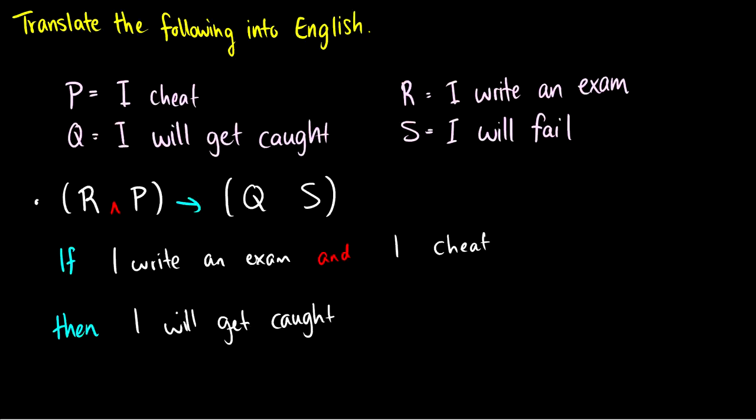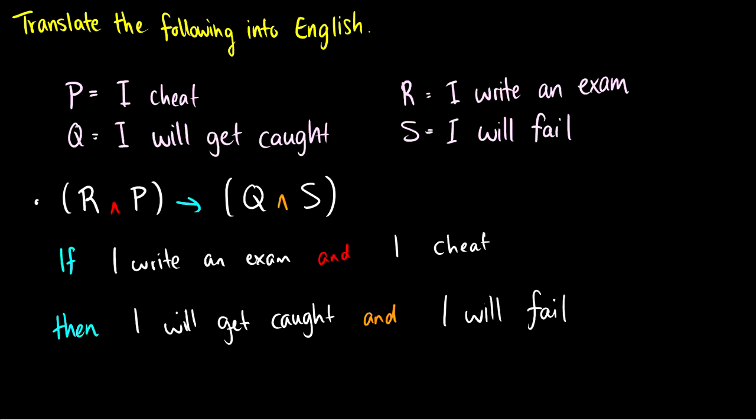Then this, which I'll just rewrite in orange, is also and. Then what is S? S is I will fail. So this well-formed formula, given the key above, translates into: if I write an exam and I cheat, then I will get caught and I will fail.